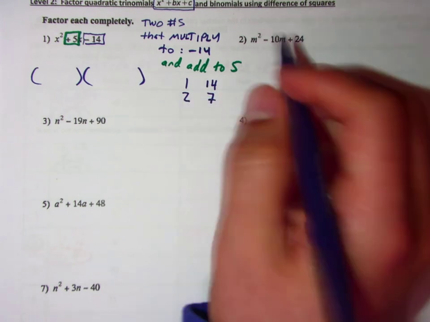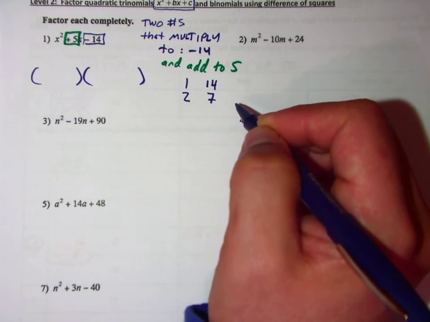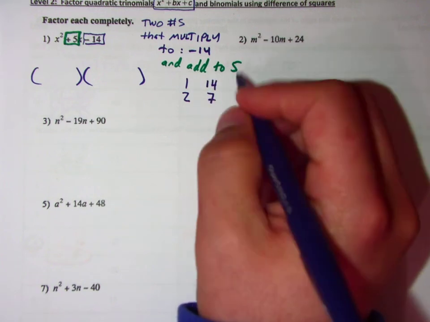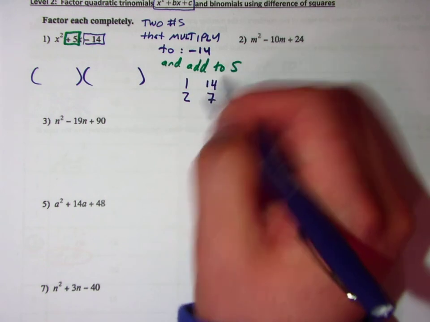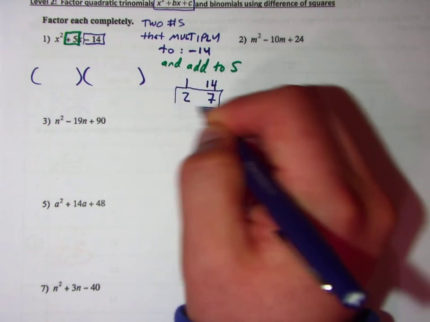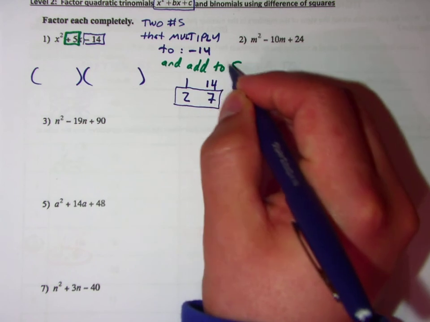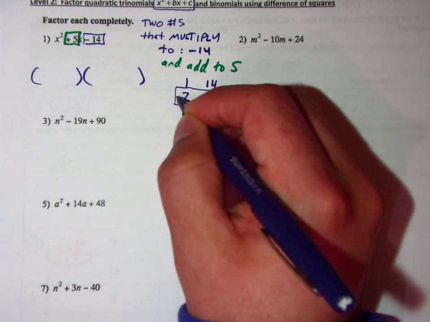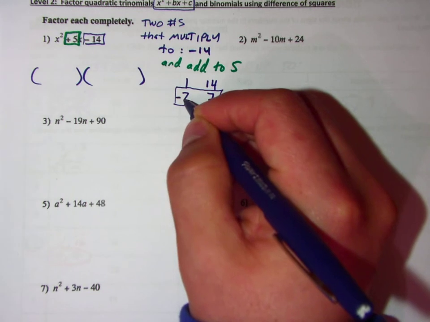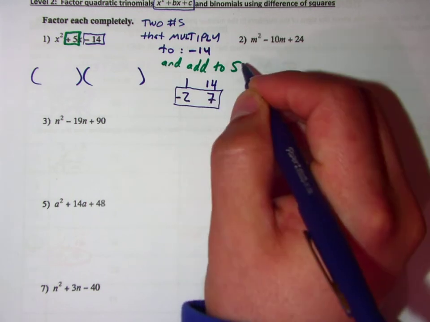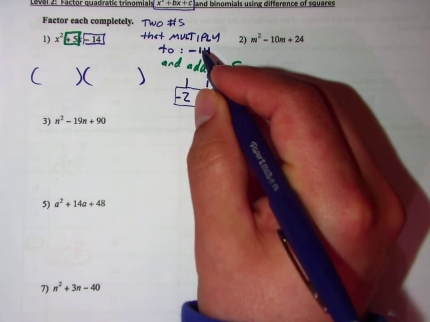And so if they add up to 5, okay, here's kind of an easy way to do it. These have a difference of 5, and since we want to add to positive 5, you make the smaller one negative. Okay? So negative 2 plus 7 is positive 5. Negative 2 times 7 is negative 14.